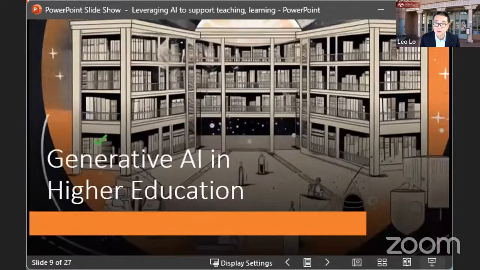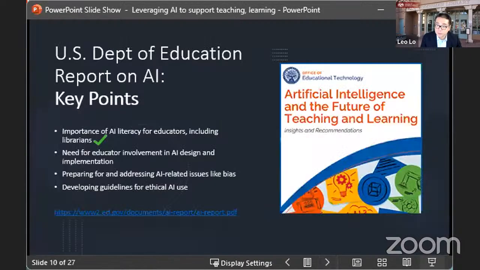But let's switch gear a little bit and turn our attention to higher education. Now, we also saw all those headlines of GPT passing exams and students using it to do homework. And education is probably the most high-profile sector being disrupted by generative AI. So one thing we look to is guidance. The U.S. Department of Education published a report earlier this year in May 2023, the report on artificial intelligence and the future of teaching and learning. There are some key points within that. I will share them with you and see whether you agree.